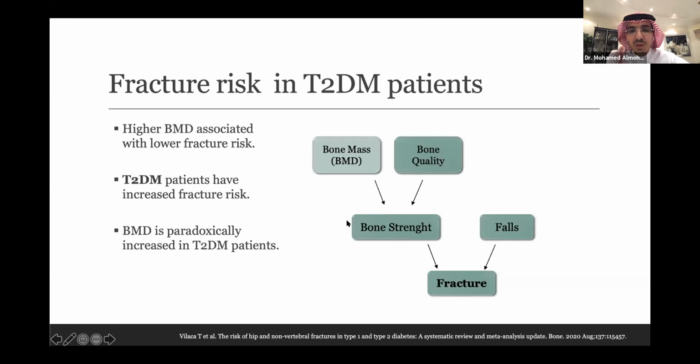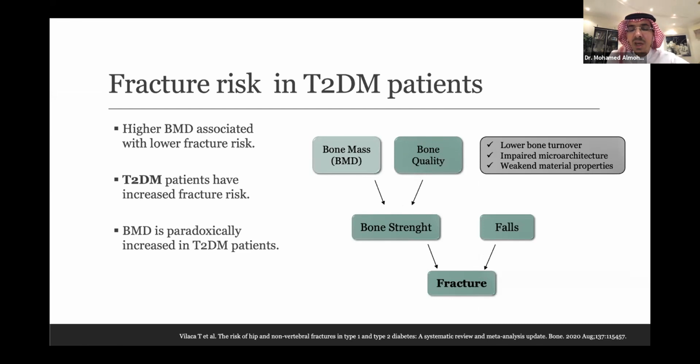When we talk about bone strength, as Dr. Kamel mentioned, we're not talking about BMD alone. As we've seen here, we have higher BMD, but higher risk for fracture. The bone quality is impaired in those kinds of patients. They will have lower bone turnover, impaired microarchitecture of the bone, and also weakening of their material properties. So type 2 diabetes patients probably have higher BMD, but are at higher risk for fracture.